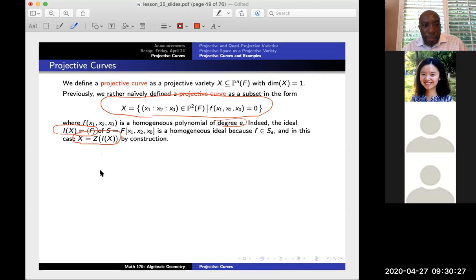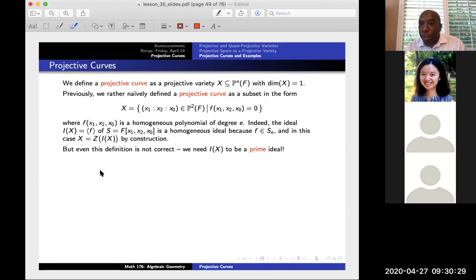But I didn't say that this was irreducible. So here's the problem. When we naively defined a projective curve, we didn't focus on irreducibility. Here's where we have to be really careful. In order for our naive definition to be correct, we actually need I of X to be a prime ideal. Here's where I cheated a little bit for the course. When I naively defined a projective curve back during the third week or so of the course, I didn't say anything about irreducibility. All that I said was, we can write the set here, we're done.